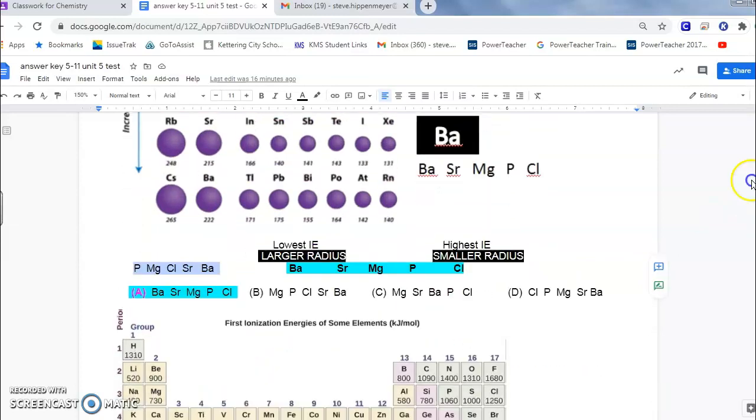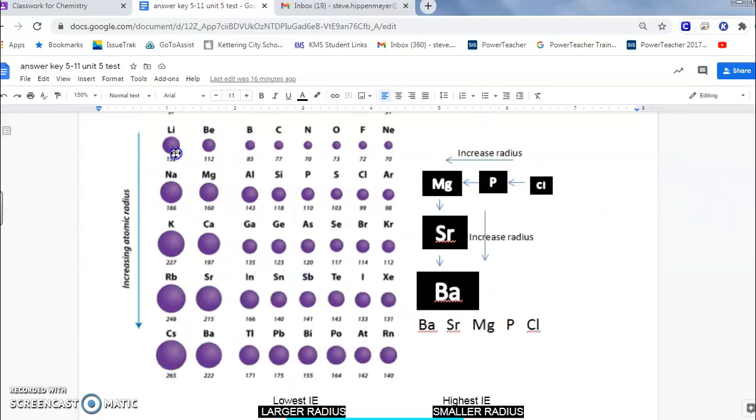So on our list, barium's the largest, so it should be first. So we look at our answers. Only one of our answers has barium first. So the only possible answer here would be letter A. But let's be sure it's right. Remember, the atoms get larger top to bottom. So here's barium. Also on the list is strontium. Strontium's right above barium, so it would be second largest. Magnesium's up here, also in the same family. It would be third largest, same family or group.